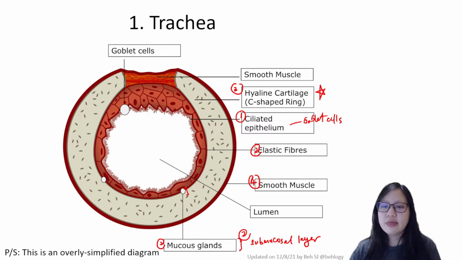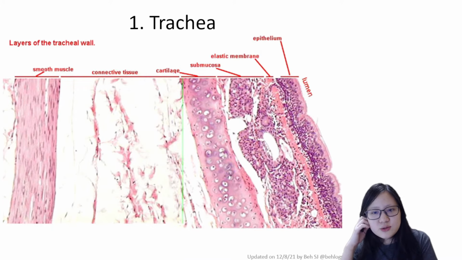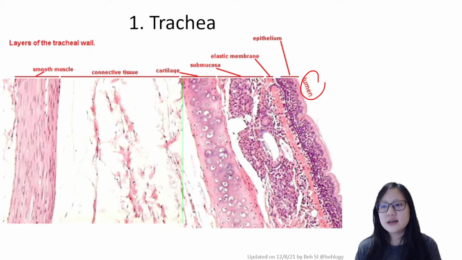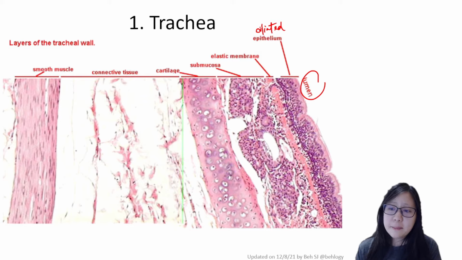What does it look like under the microscope? So this is what it looks like under a microscope. This is quite zoomed in. The lumen is on the right side here. So this is the innermost layer. This is again the ciliated epithelium. You can see how the elastic membrane is below it. It's not very visible, not very apparent, but it's kind of there. You can see it more obviously here. But this whole region here is really called the submucosal layer or submucosa.